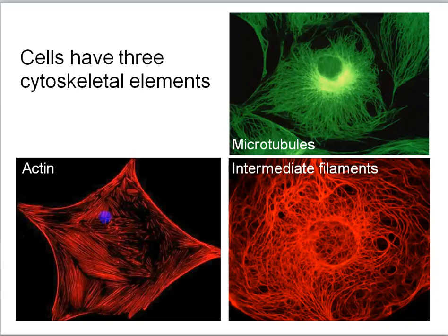So the three main cytoskeletal components that are particularly relevant to cell biology are actin, intermediate filaments and microtubules. We're going to be focusing on microtubules here. You just need to be aware of the difference between actin and intermediate filaments versus microtubules in terms of function.